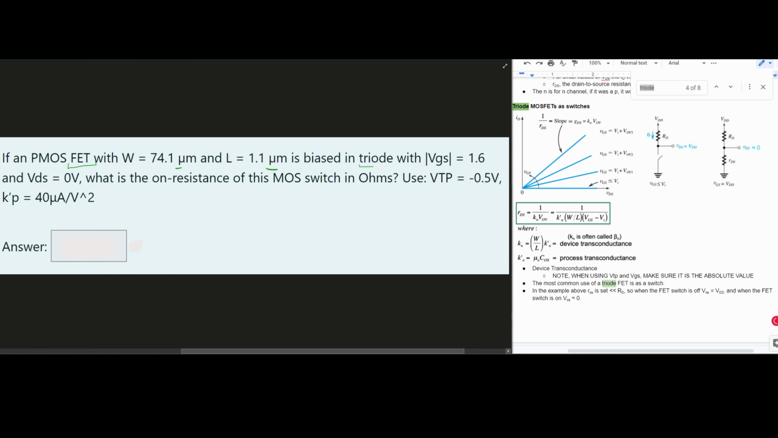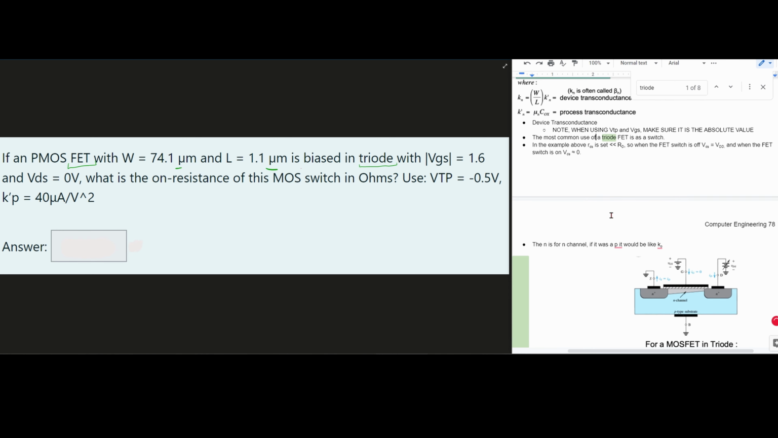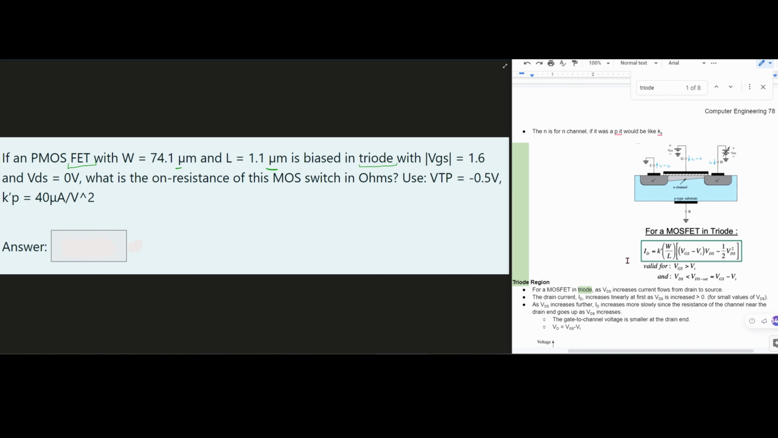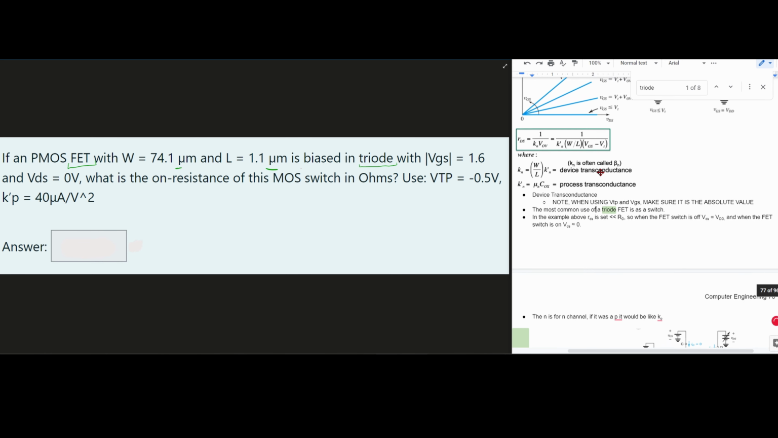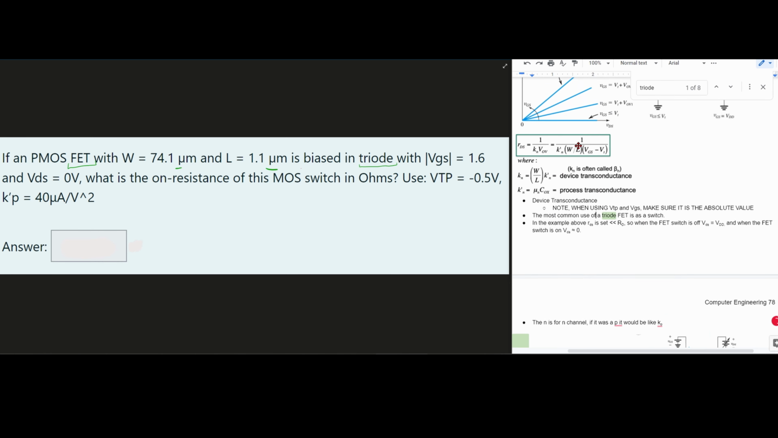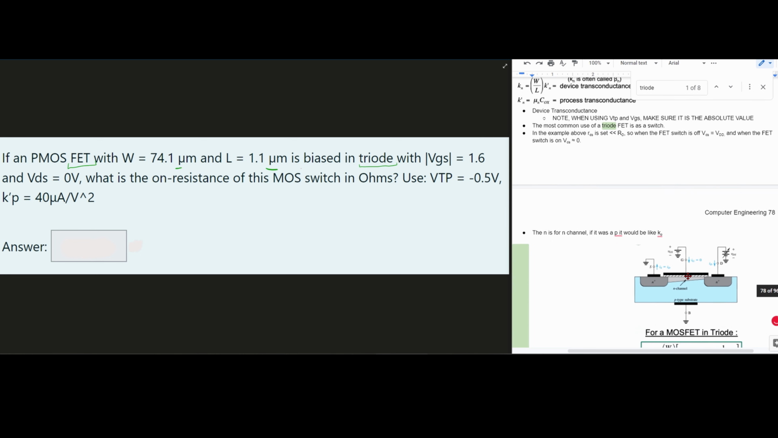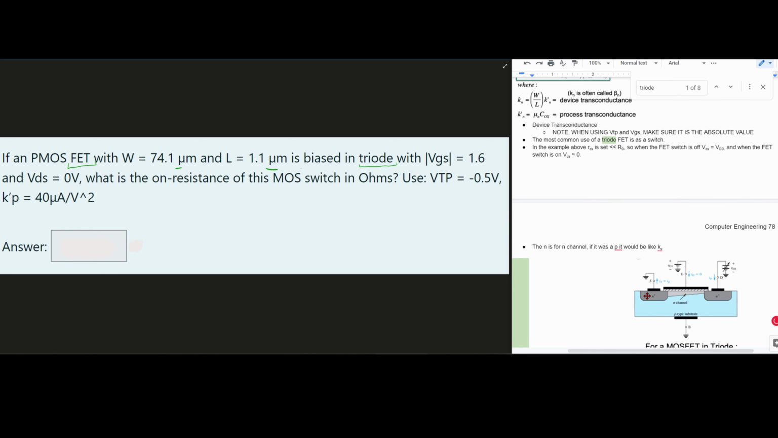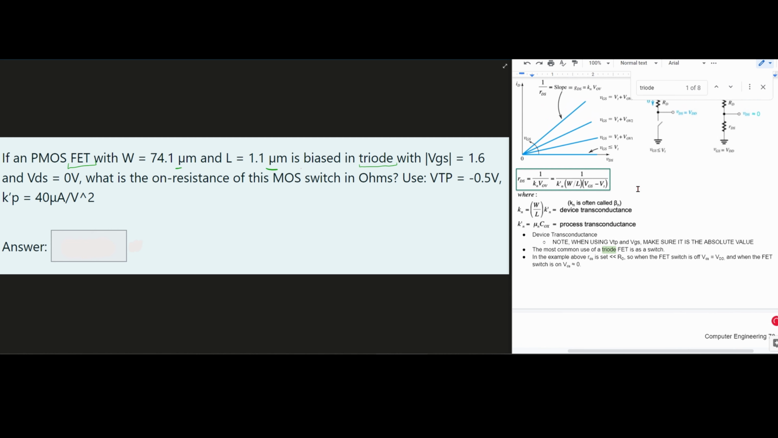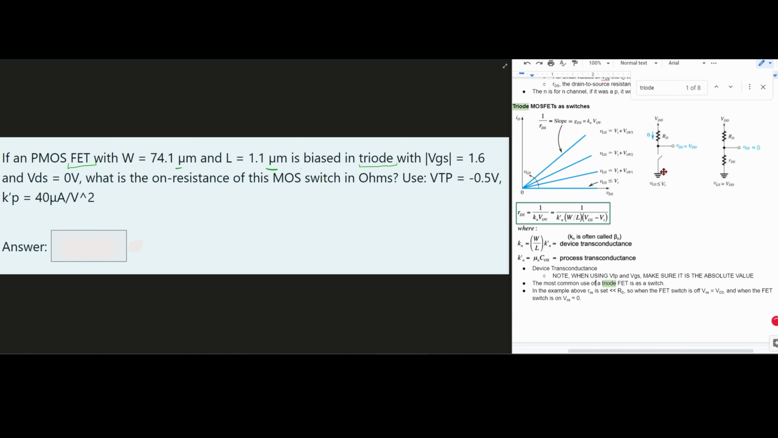It's biased in triode, and so we're going to look at triode MOSFETs as switches. We can use this resistance formula right here. We have our VGS and VDS, which is good as well. If we wanted to go more in depth, we could use this I formula and plug it in here, since resistance is equal to voltage over current, but I haven't tried that, so I'm not sure if that would still work. I'm just going to use the equation that we have right here.